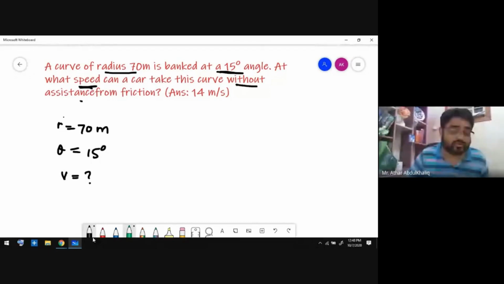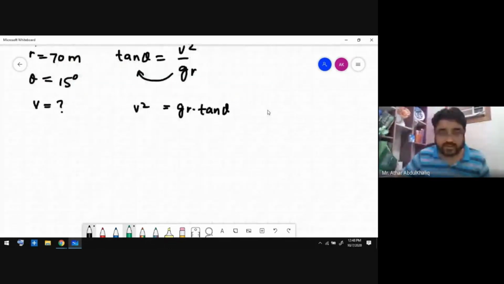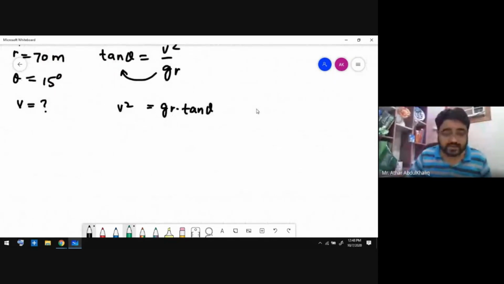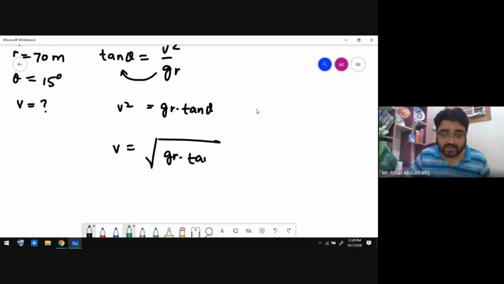Whenever it is written without assistance of friction, then you can use that formula. What was that formula? Tan theta is equal to v square over g r. But in this question, we need to find v, not theta. So you will move g r to the other side. It will become g r times tan theta is equal to v square. So v will be the square root of g r times tan theta.